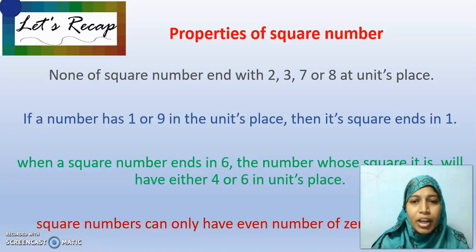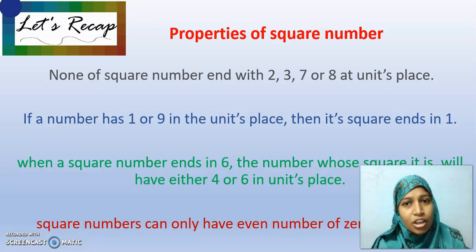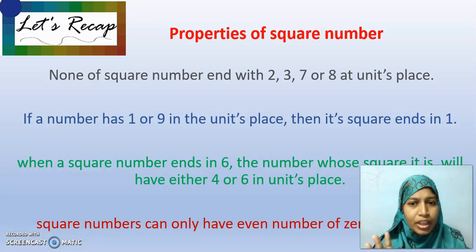None of the square numbers end with 2, 3, 7 or 8 at the units place. So any number which has 2 or 3 or 7 or 8 in its ones place cannot be a square number. It doesn't mean that ending with 0, 1, 4, 5, 9 will be a square number. It may or it may not be. But surely I can say if it ends with 2, 3, 7 or 8, it cannot be a square number.